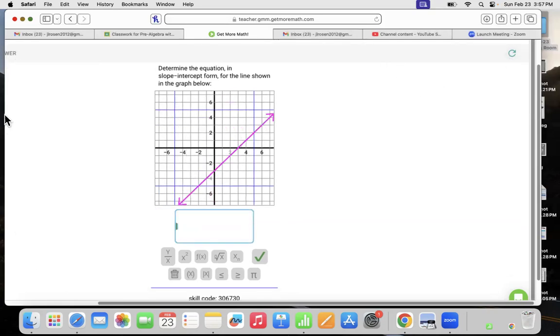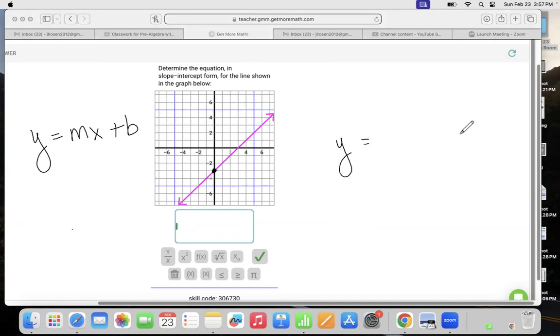All right, let's look at another one. So this one, again, we're going to find our y-intercept, our beginning. So I'm just going to try to put that over here. Y equals mx plus b. So we're going to start at the beginning, which is right here at -3. So I'm going to have y equals, and then put the -3 over here for my b.